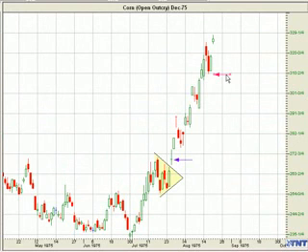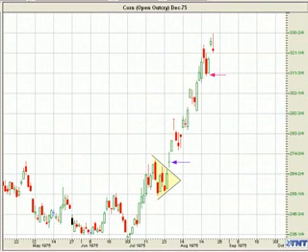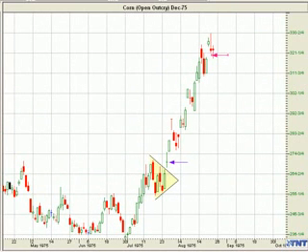Market trades higher, so we can bring our stop up a bit. Market trades higher. Once again, the previous day's low is higher than the current low, so we're going to use the current low to cover the trade. And here we finally get stopped out of our position.